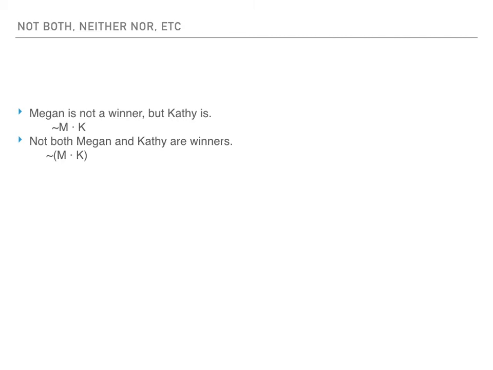That's not the case. Okay, so now that's different from saying that either or is not. So in this case, we really are saying the more wedge version of this sentence, that either tilde M or tilde K. So either Megan is not a winner or Kathy is not a winner. It turns out that these two sentences here, tilde parentheses M dot K and tilde M wedge tilde K, are logically equivalent. So this is sometimes referred to as De Morgan's rule.